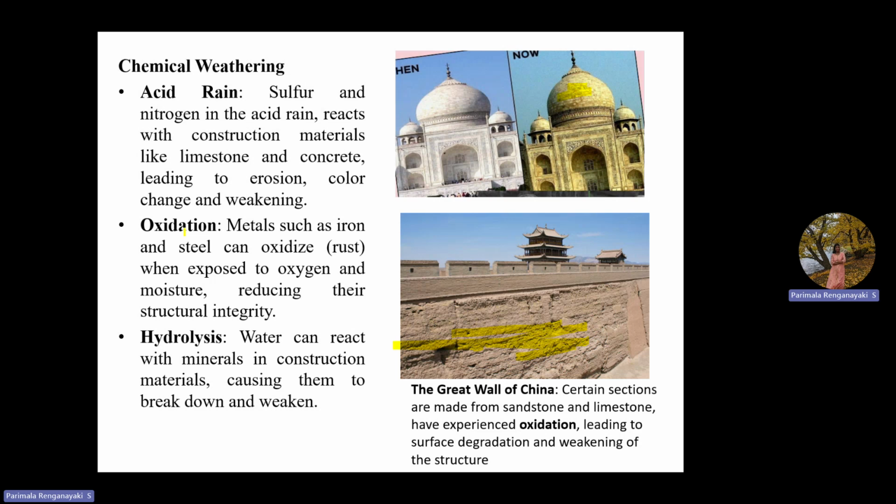So here, let us see the Great Wall of China. Certain sections made from sandstone and limestone have experienced oxidation. What is the meaning? Reaction of oxygen with the limestone and sandstone, leading to surface degradation and weakening of structures.